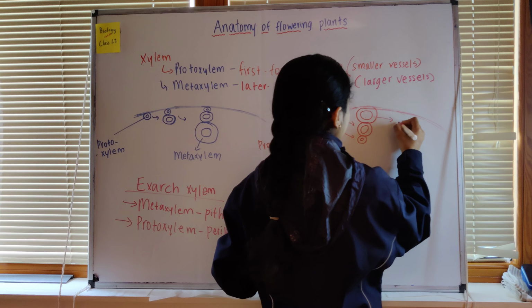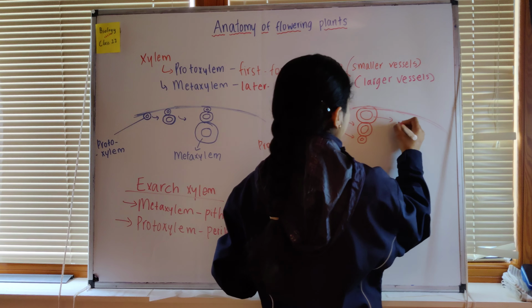So this is about the Exarch and Endarch conditions. The Exarch condition is mostly seen in roots. It's a common characteristic of roots. Whereas the Endarch xylem is seen in stem and leaves. So Exarch is seen in roots and Endarch xylem is seen in stem. So this is all about the topics of Endarch and Exarch.